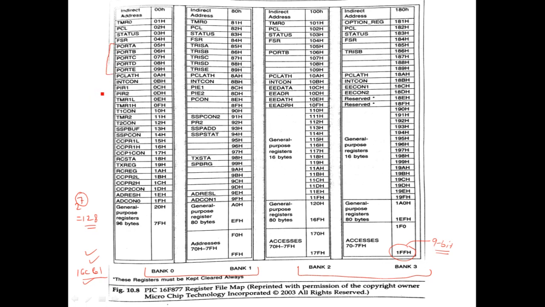Okay, there are some SFRs which are associated with the interrupt operation, interrupt control SFR. Okay, there are some SFRs which are associated with maybe capture, compare, PWM modules which are present in this particular microcontroller. Some SFRs are associated with the serial communication section like TX register, RX register, etc. Some are associated with the ADC section. Okay, so these are the different SFRs which are associated with the different functional blocks.